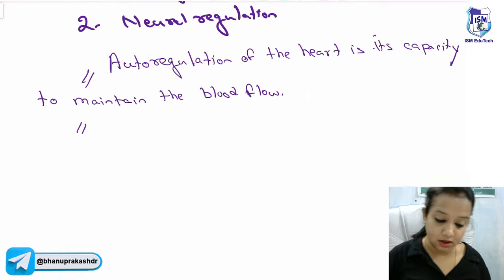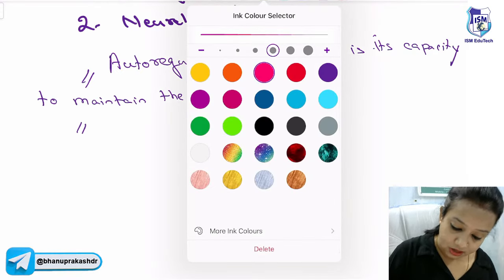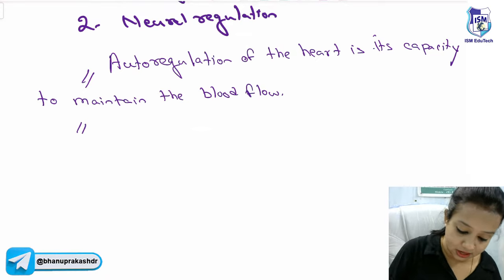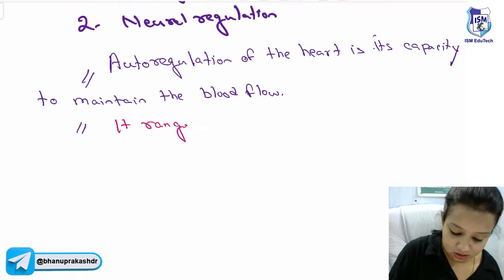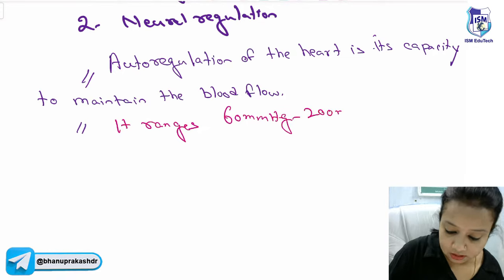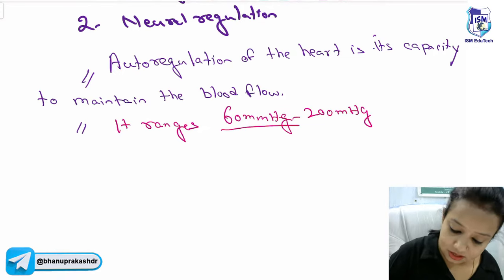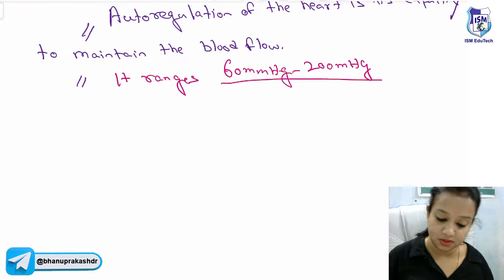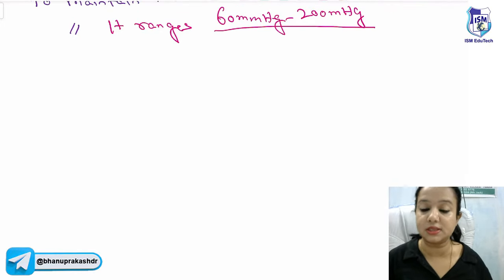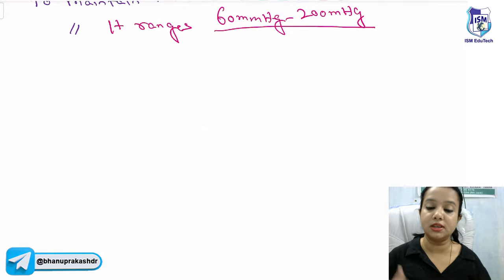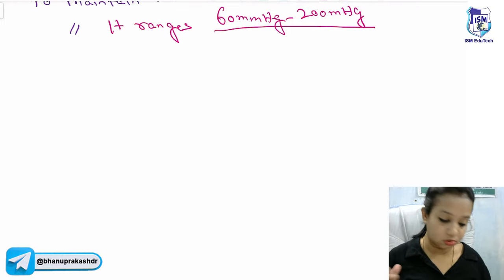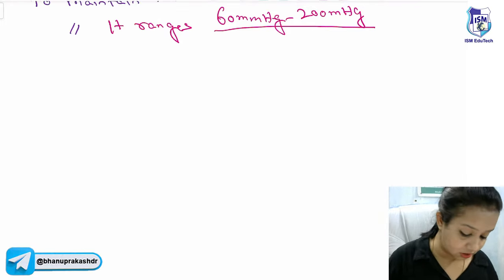not altered. Now, for this autoregulation, the pressure range within which the heart can maintain it is between 60 mmHg and 200 mmHg. So, whenever the blood pressure fluctuates from 60 to 200 mmHg, the heart has the capacity to autoregulate its blood flow. It can bring the altered pressure back to normal.